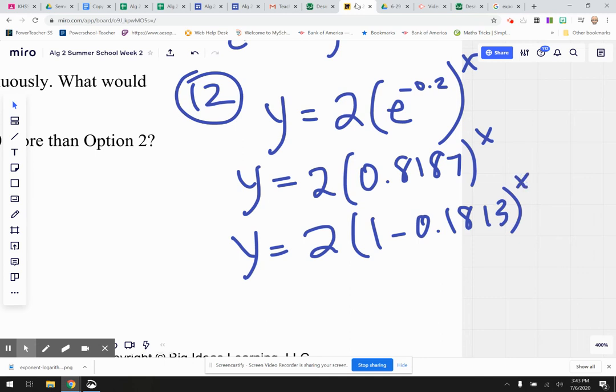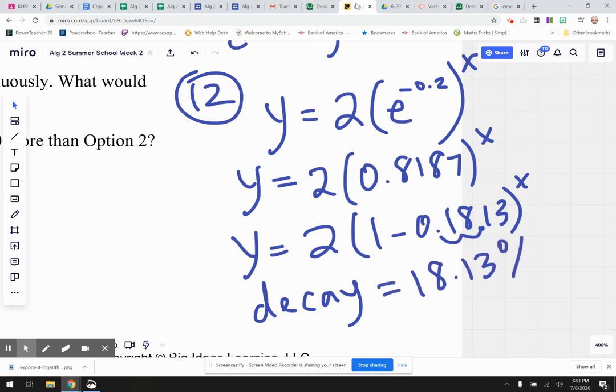So now we can see that is definitely a decaying function again. It's going downward because it's a minus. It's less than 1. And if you want to know what percentage it's going down, move it over twice. 18.13%, or about an 18.1% decrease, a decaying function.